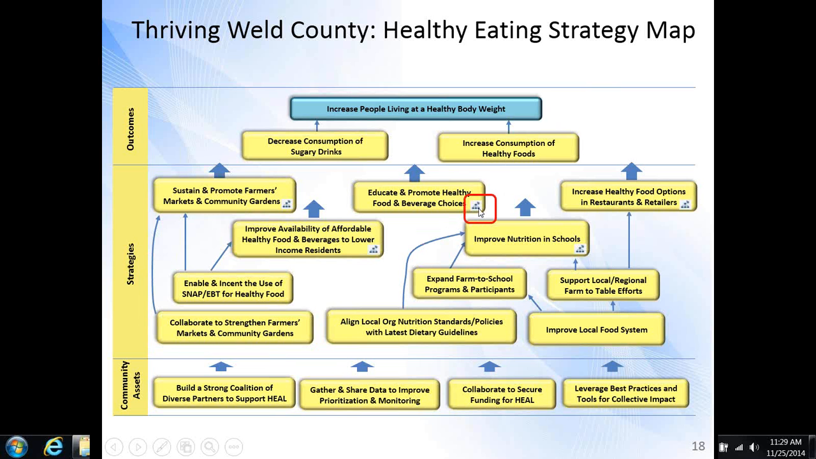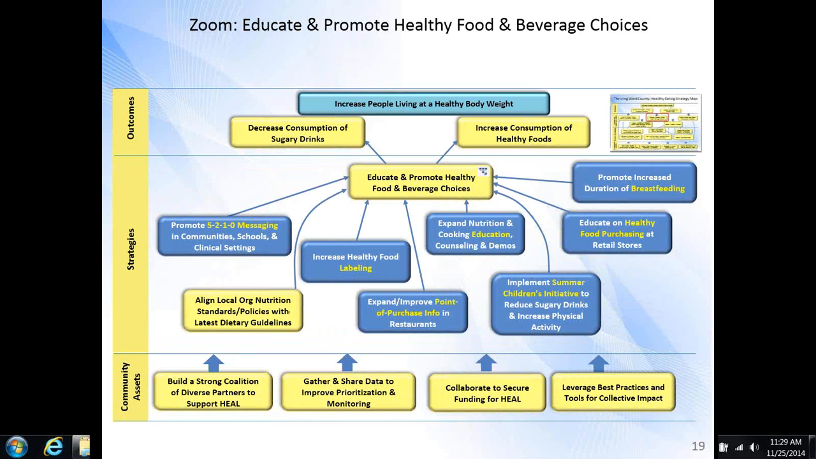It's interactive in that we can click on these icons and zoom in, sort of like you would zoom in on Google Maps. So as we zoom in here, we're now looking at the details of educating and promoting healthy food and beverage choices, and we can now see some more detailed objectives. Just like when you zoom in on Google Maps, you might see more detailed roads the more you zoom into a city.